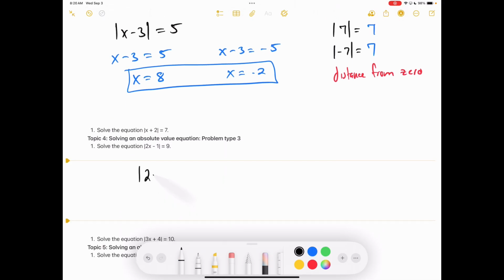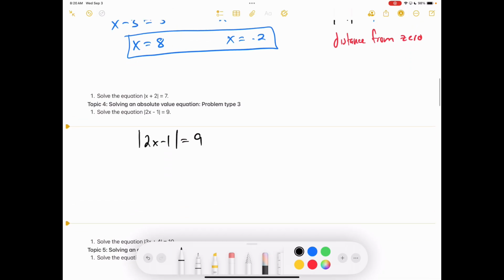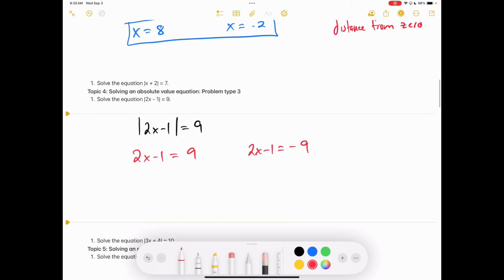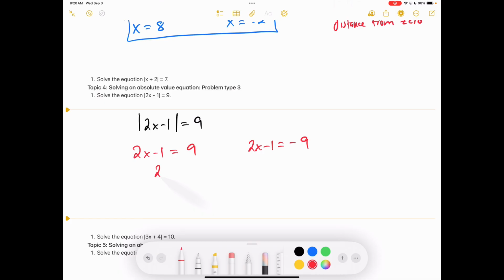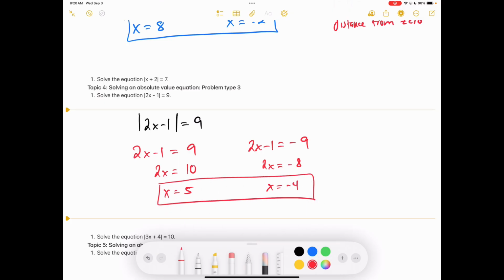All right, the next one, the absolute value of 2x minus 1 equals 9. Same thing, even though you got a little bit more to work with on the inside. As soon as you get the absolute value by itself, you set it equal to positive 9 and negative 9. So on here, I add 1, which is 10, divide by 2, which is 5. So if I plugged in 5, I do the absolute value of 9, which is 9. Here, I add 1, which is negative 8, divide by 2, which is negative 4. So if I plugged in a negative 4, the absolute value of negative 9 would be positive 9.